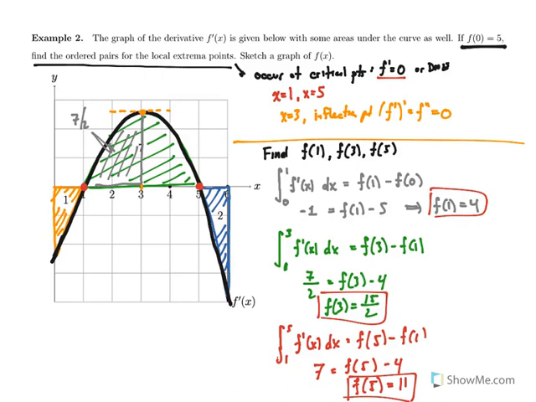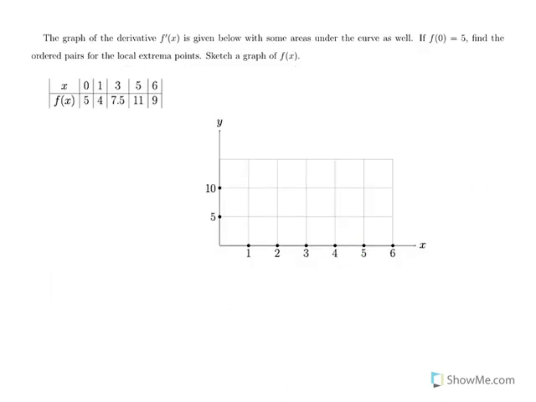So on the next page, we have a table of values. We're also including the value for f of 6. We could have found this with the fundamental theorem of calculus as well, doing the integral from 5 to 6 of f prime, f of 6 minus f of 5, to find that 9. But if we have that information, can we sketch the graph?